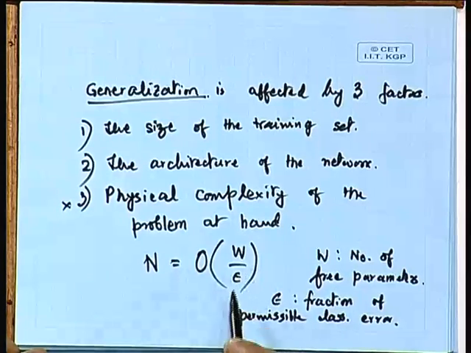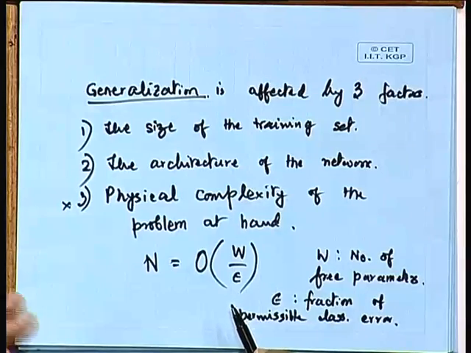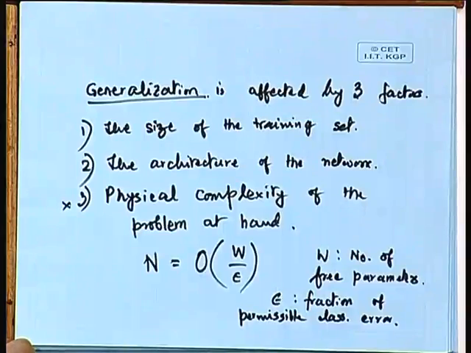So if it is W by epsilon and epsilon is equal to 0.01, that means it is of the order of 100 times W. Whatever the number of free parameters is, the size of the training set should be 100 times that.